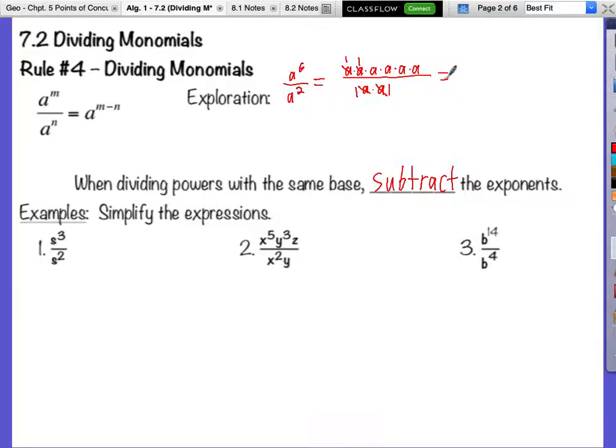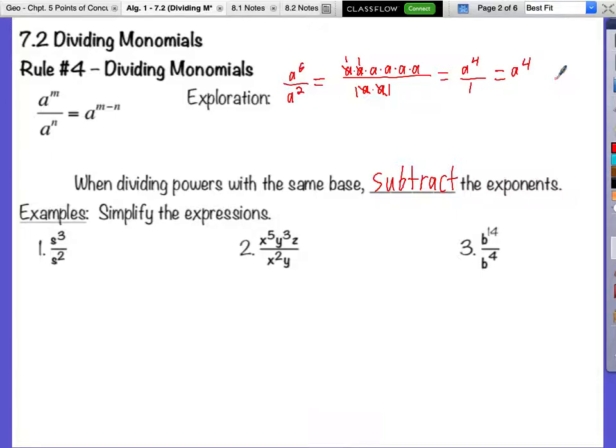And what am I left with on the top? 1 times 1 times 4 a's being multiplied together. So just a to the 4th and just 1 on the bottom. Isn't that the same thing as just a to the 4th? What would have happened if I took a to the 6th and a to the 2nd and I subtracted 6 minus 2?